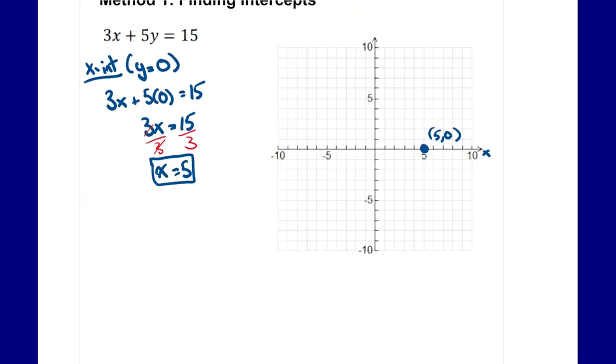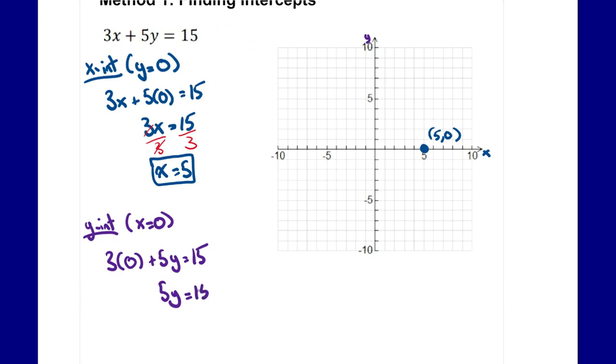I'm going to do the same thing now, but for our y-intercept. As you might have guessed, our y-intercept is when x equals 0, because it's along the y-axis. So the x value is always going to equal 0. I'm going to do the exact same thing, except instead of making y 0, I'm going to make x 0. So 3 times 0 plus 5y equals 15. 3 times 0 is 0. 5y equals 15.